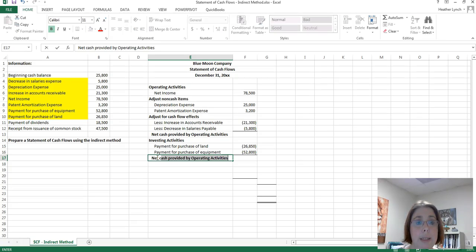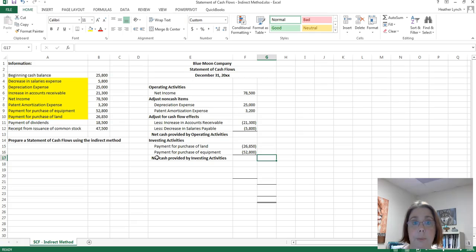So now this can say net cash. Don't you love Excel when it does that? By investing. Did I spell activities right? Yes, I did. Okay, so that's going to be the sum of those two.